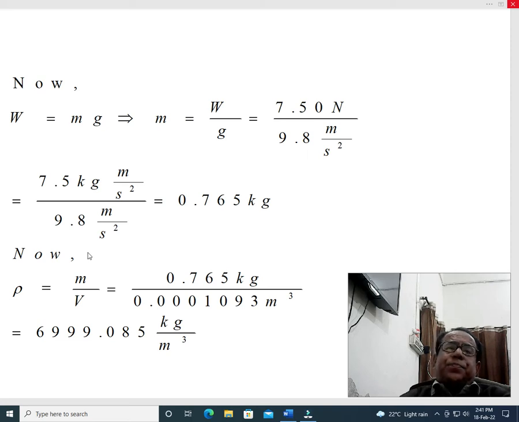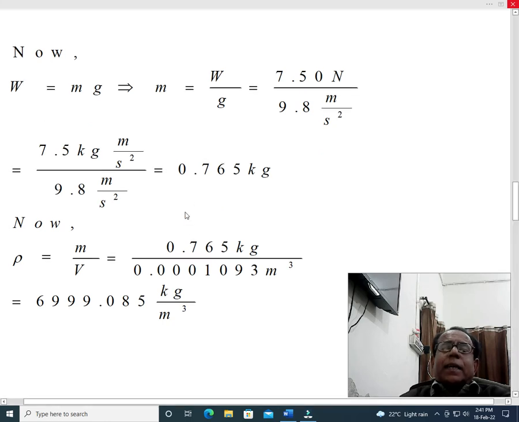Yes, no mistake. I was thinking perhaps I had made some mistake, that I was assuming this is W. No, this is not equal to W. This is mass. A few minutes ago I mistakenly said that W has become equal to this. W is not equal to this; m is equal to this, because W is equal to mg. From here we have taken mass on one side and W over g on the other side. So 0.765 kg is not weight, it is mass.